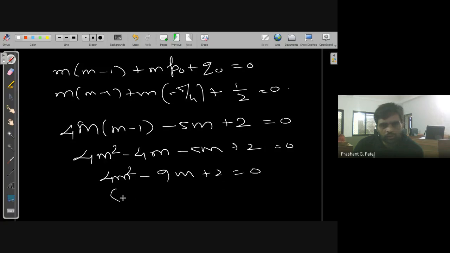So the roots you can observe, 8 and 1, so it factors as m minus 2 and m minus 1 by 4. So I can say that m equal to 2 and 1 by 4. They are the two roots of this equation. You can check by solving this equation.